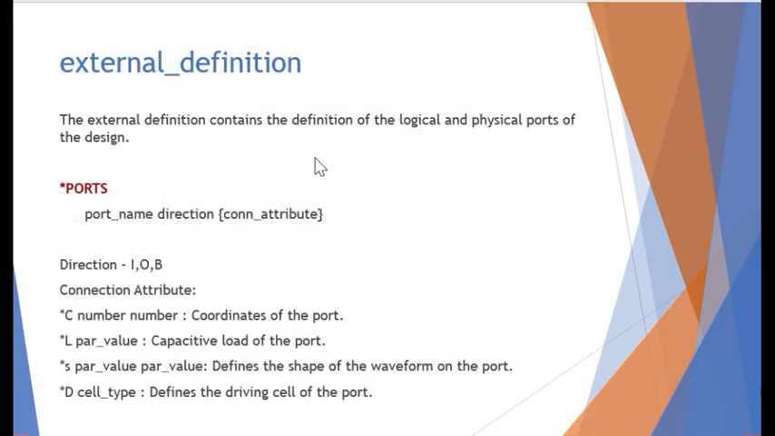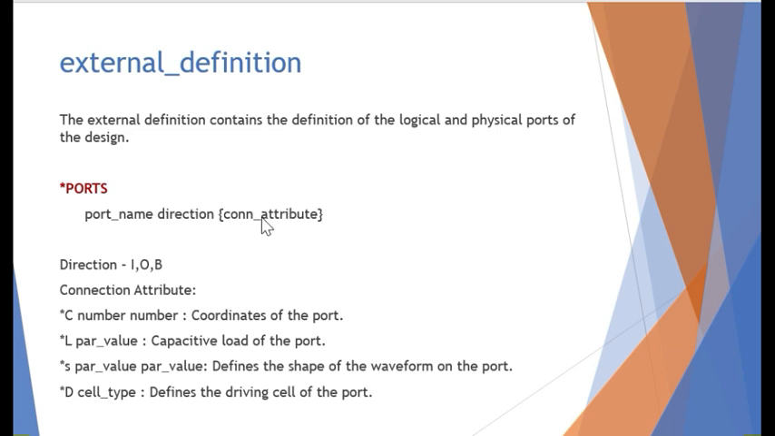Now the next section is the external definition section. The external definition section contains the definition of the logical and physical ports of the design, and it starts with this syntax, star ports, and this is its syntax: port name, direction and connection attribute. The direction can be input, output or bidirectional, and these are the connection attributes.